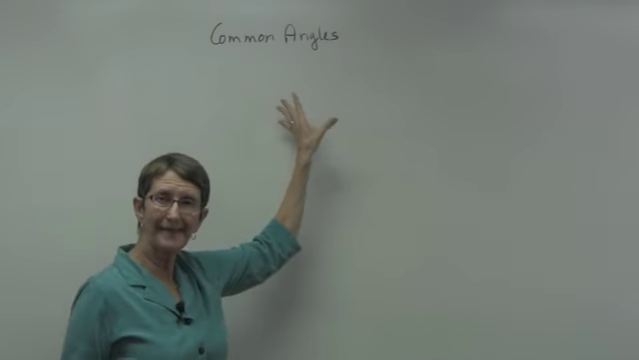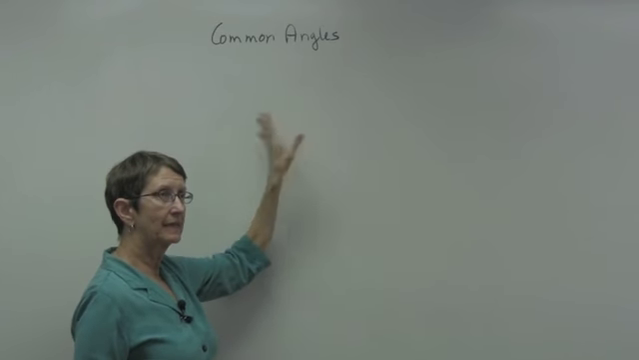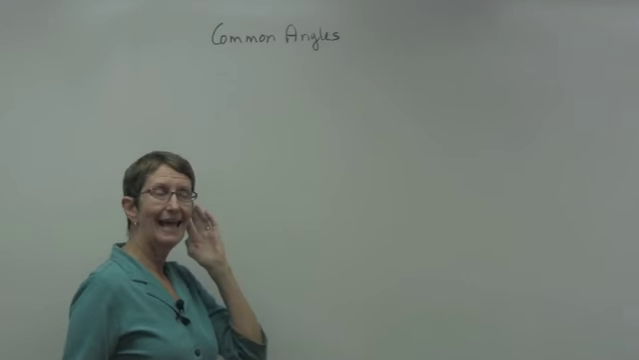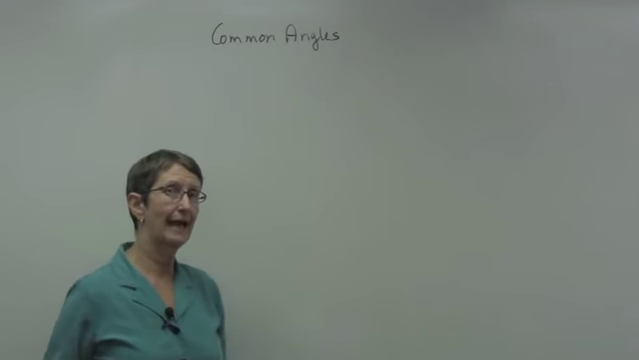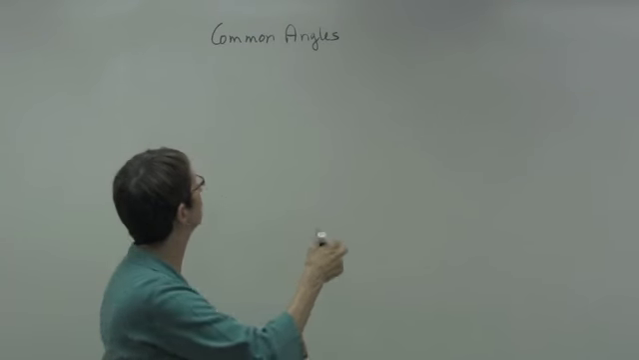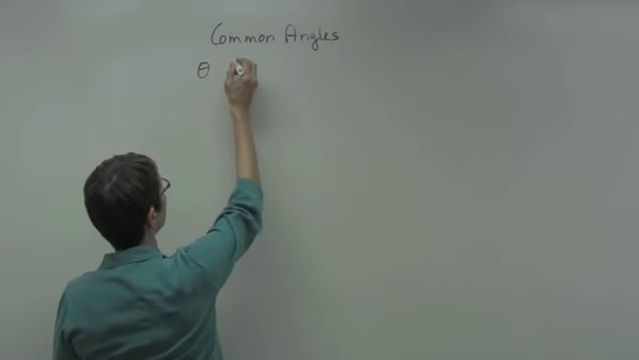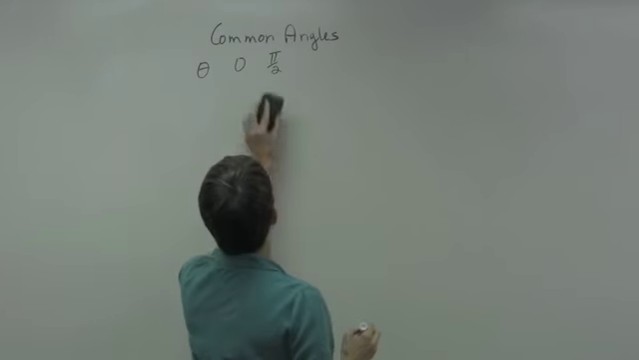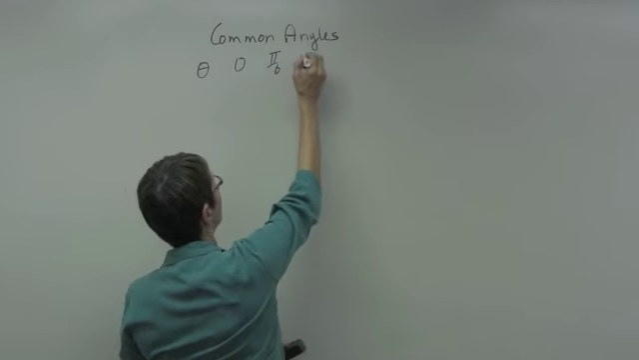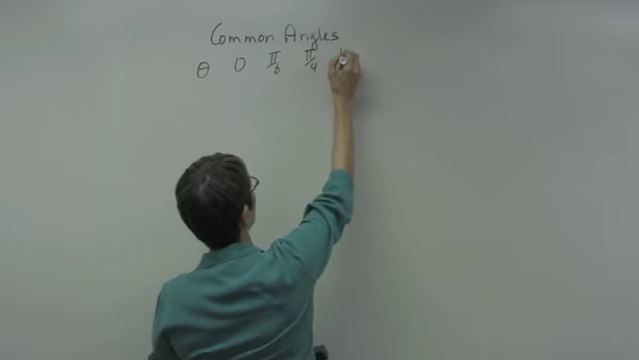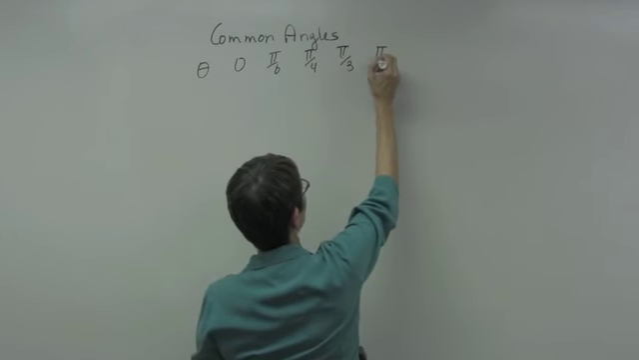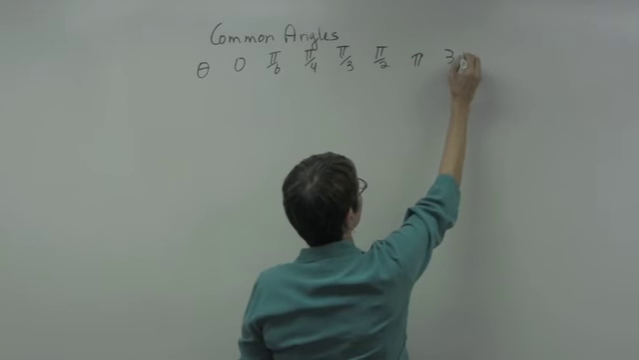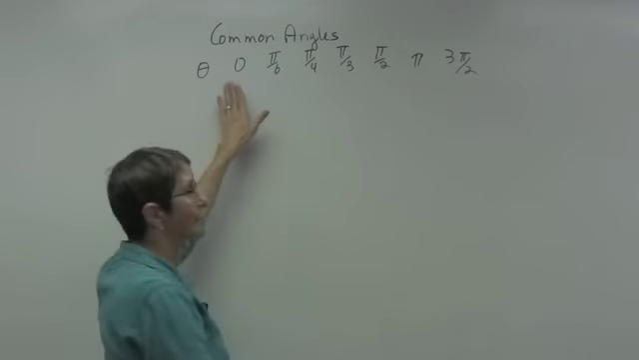When we talk about common angles, we mean the 4 angles that make up the positive and negative x and y axes, and 3 of the first quadrant angles. So starting with the smallest of those, our angle theta would be 0, not pi over 2, 0, then pi over 6, pi over 4, pi over 3, pi over 2, pi, 3 pi over 2. And then 2 pi would be the same as 0.